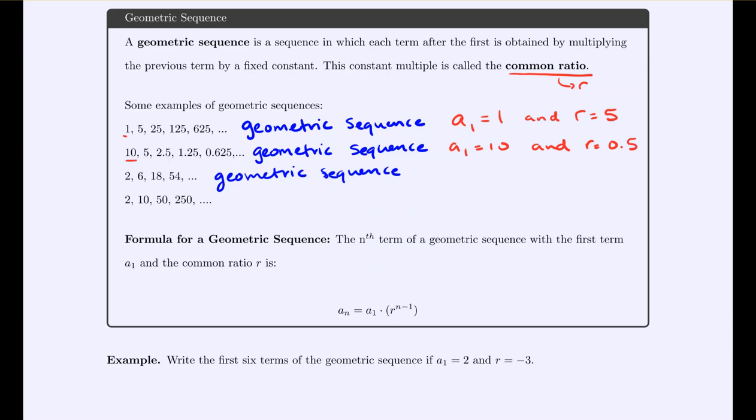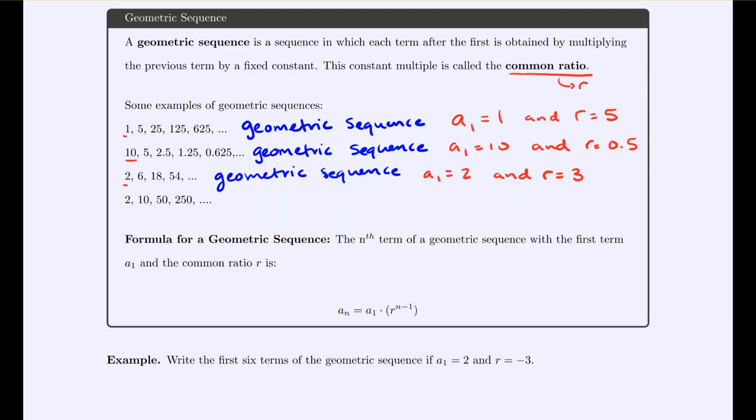Our next example is also a geometric sequence because if you start at 2, to get to 6 you'd multiply by 3, and we notice that pattern holds. 6 times 3 would give us 18. 18 times 3 would give us 54. So our first term starts at 2, and the common ratio is 3 in this case.